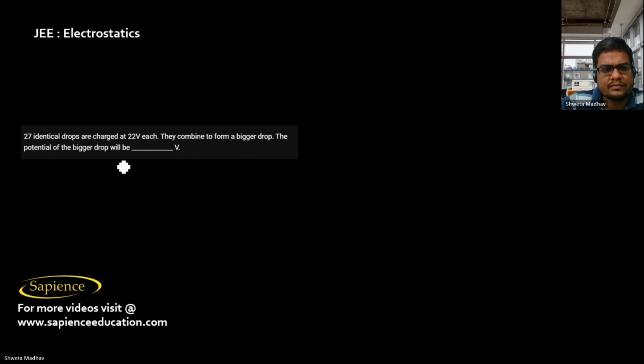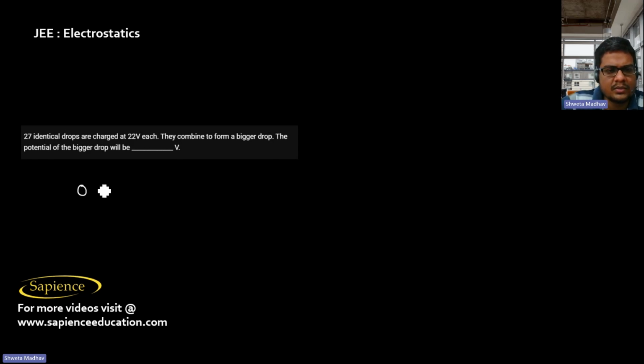So here it is told that 27 identical drops are charged at 22 volts each. They combine to form a bigger drop. The potential of the bigger drop will be.